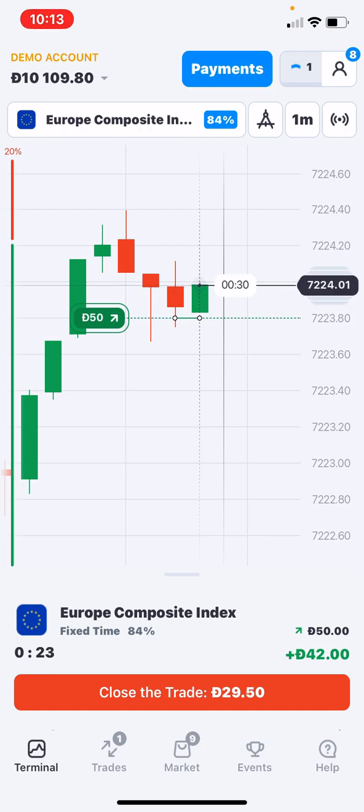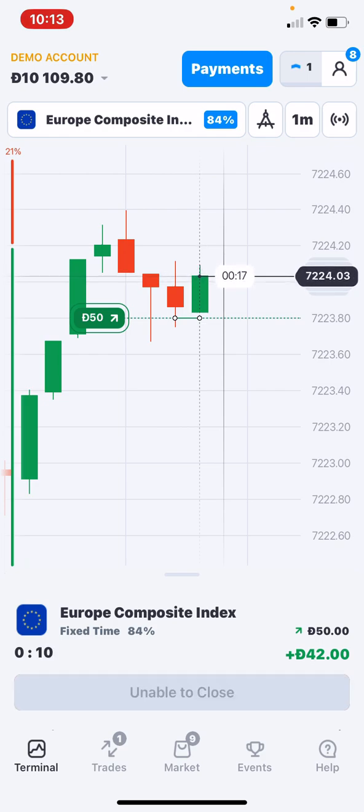As you can see here, the fixed time percentage is 84%. That means I'll be getting 84% of $50, which is $42. So if I get this trade right, I'll be getting $42 in return. And make sure when you are trading, you also follow risk management. Note the amount of money you can lose and the amount of money you gain in a day.